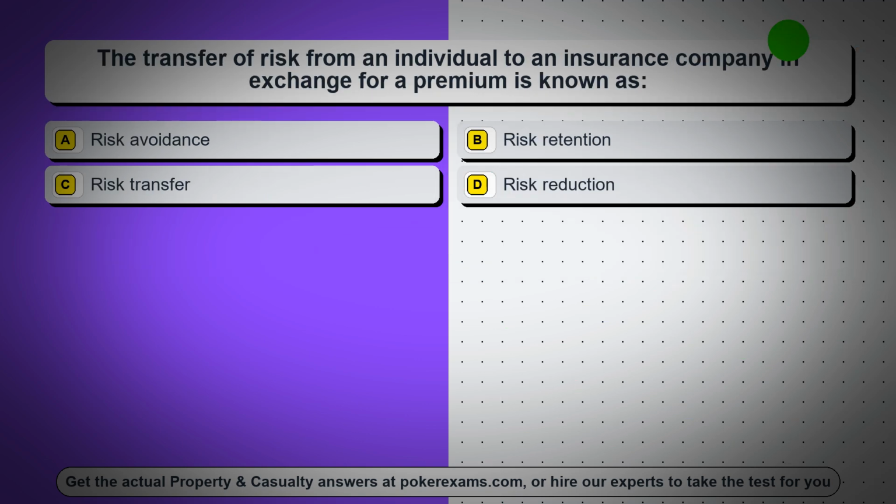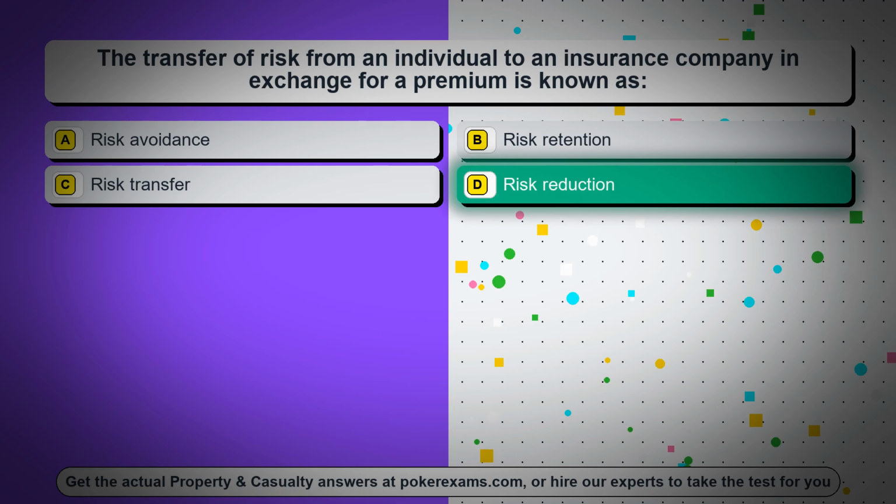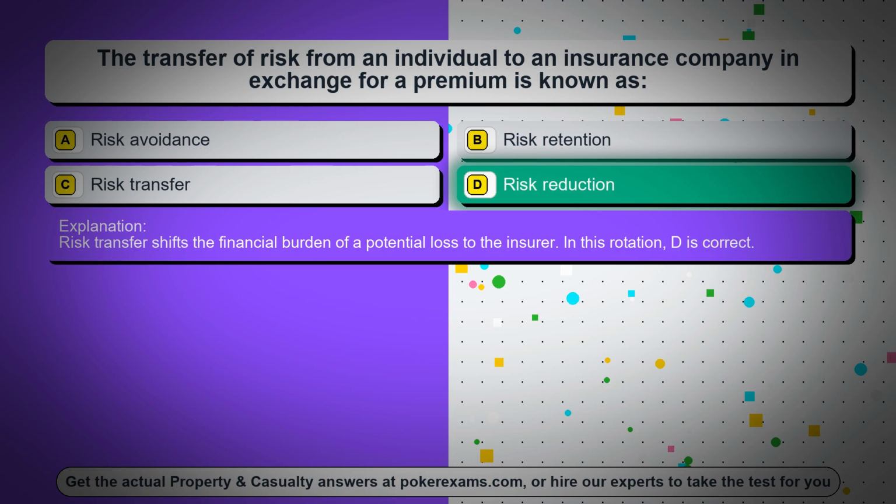Question 84. The transfer of risk from an individual to an insurance company in exchange for a premium is known as option A, risk avoidance, option B, risk retention, option C, risk transfer, option D, risk reduction. The correct answer is option D, risk reduction. Risk transfer shifts the financial burden of a potential loss to the insurer. In this rotation, D is correct.